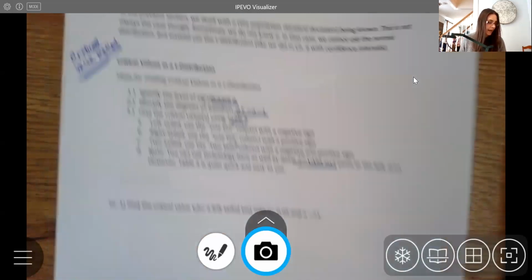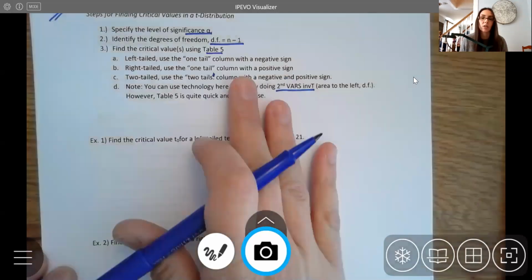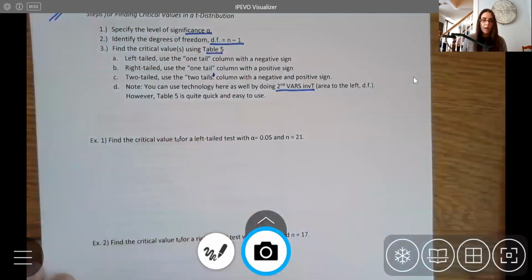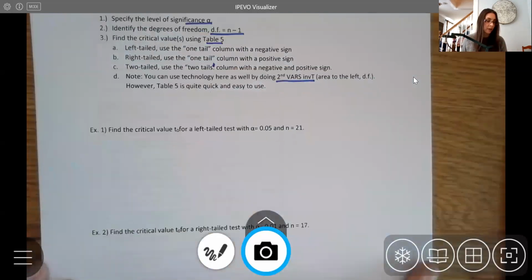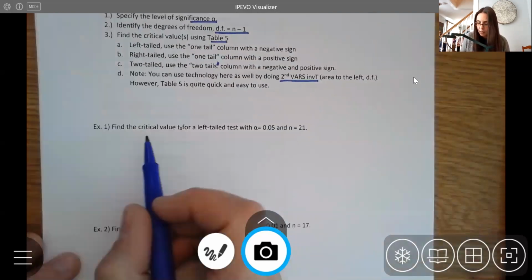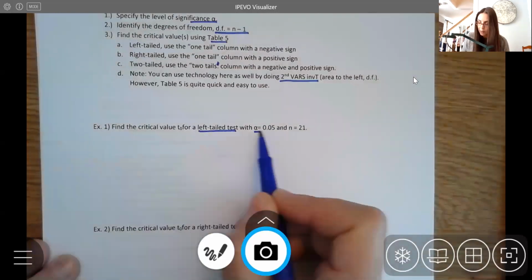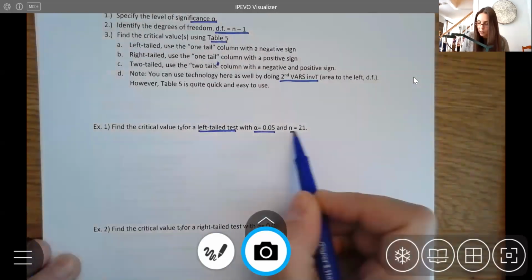So let's go ahead and practice doing these. And actually the pictures look very similar to the last section. So I'll draw the pictures here in the examples, but if you want to see the general pictures, you can check out your text. So find the critical value t sub 0 for a left tail test with alpha at 0.05 and n equals 21.